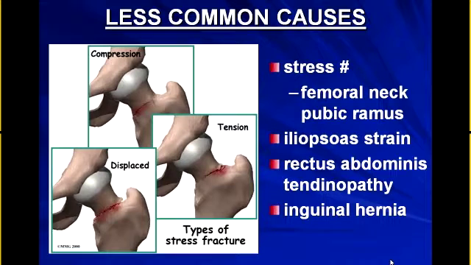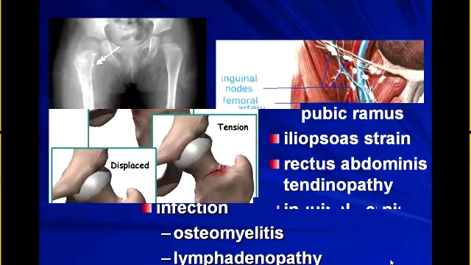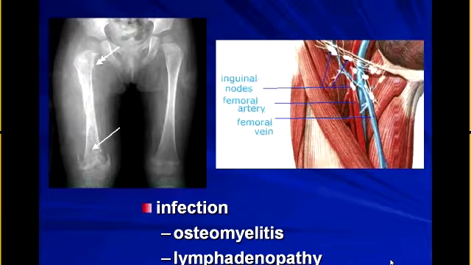Rectus abdominis tendinopathy. So again, hockey players are prone to those. Inguinal hernias can also give rise to anterior hip pain, and we talked earlier about those. Those are more common in males than the palpable mass. We also have to be concerned about infection. In this case, osteomyelitis, which is infection of the bone. So is there a history of root canal? Is there a history of inoculation? Is there a history of surgery?